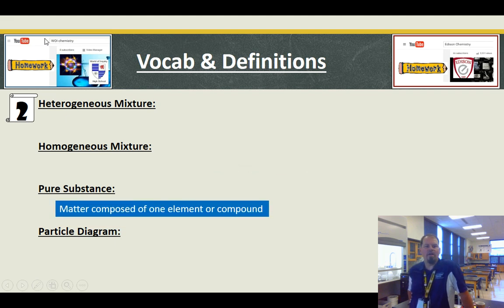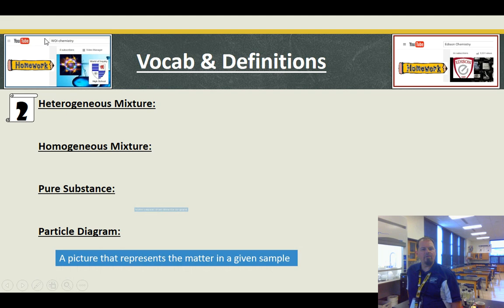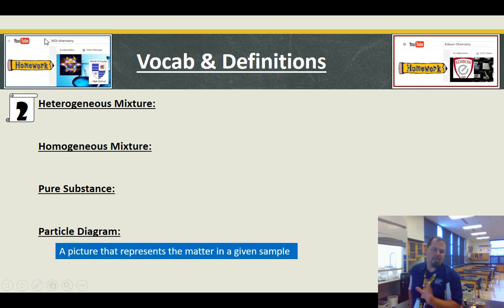Okay? Pure substance. Matter composed of one element or compound. It can be all a compound. Water is a compound. Can I have pure water? Sure, I can have a glass of pure water. All that's in there is water, but it is a compound. So it doesn't have to be just an element, but it needs to be every neighbor has to be the same. Okay? A particle diagram is a picture that represents the matter in a given space.